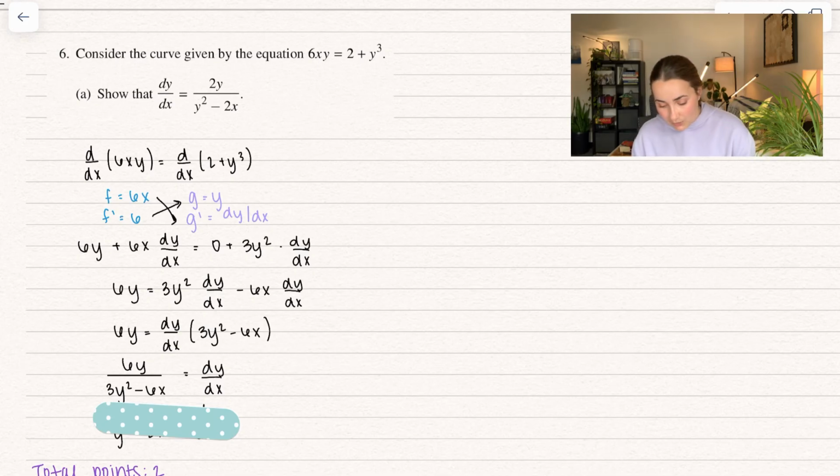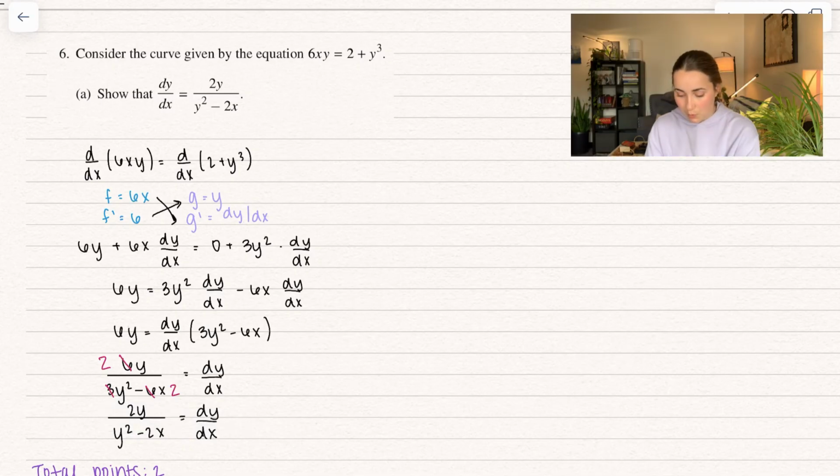Now, we're not quite done, right? Because we can still divide a 3 out of all these terms. So if I divide a 3 out of all of them, I get a 2, that goes away, and I get a 2 right there. And so that leaves us with 2y divided by y squared minus 2x. And that right there is our confirmed result.